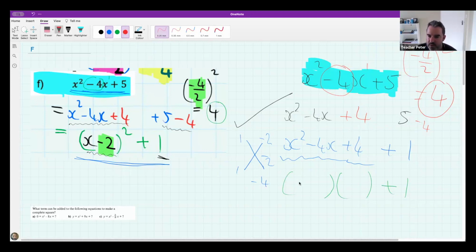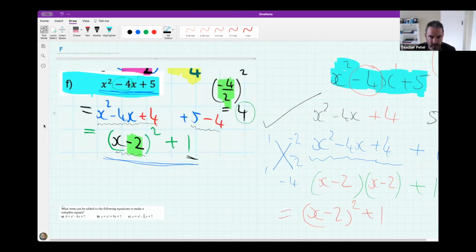Okay, and just to show you what I was doing here, if you factorize that, this would be x minus 2 times x minus 2. We always know it's going to end up being a perfect square because that's the way the process is designed. And so this is the same as x minus 2 squared plus 1.